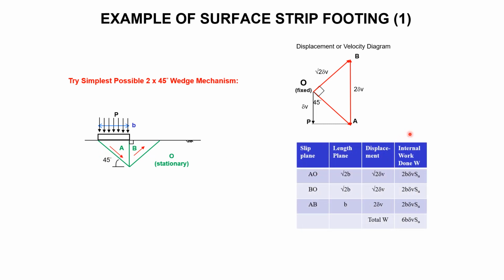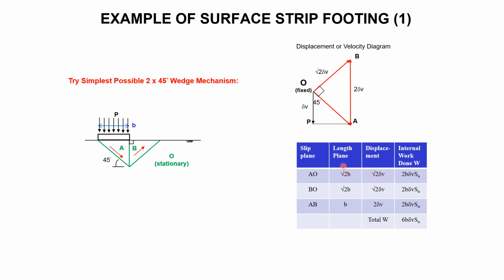Now, I do beg you, when you solve these things, please draw a table, especially in your exam answers, because it enables me to see where you've gone wrong. As an examiner, you're trying to give as many marks as possible, so a table is always helpful. We've got three slip planes, AO, BO, and AB. We need the length of each slip plane. If that's B, that's root 2 B, and so forth. And we want the displacement of each slip plane. If that's delta V, that's root 2 delta V, and so forth.